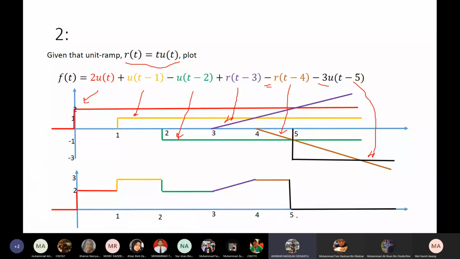So you have a system with how many inputs? 1, 2, 3, 4, 5, 6 inputs. So it's multiple input, single output, MISO. The single output is f(t), and the inputs are 1, 2, 3, 4, 5, 6.